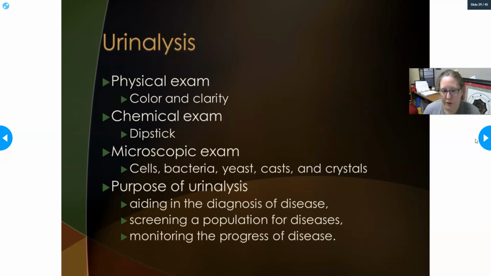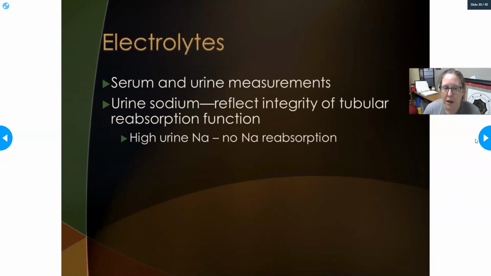The purpose of doing a urinalysis is that it can help to diagnose disease. It's easy to use to screen a population for diseases if whatever you're screening for can be detected in urine, or to monitor the progress of a disease. It's also very non-invasive, easy to collect, etc.